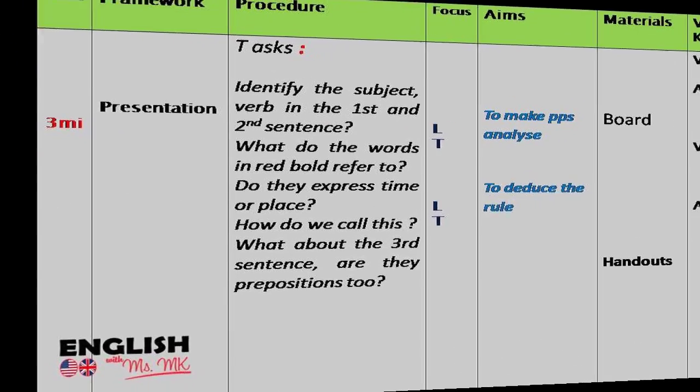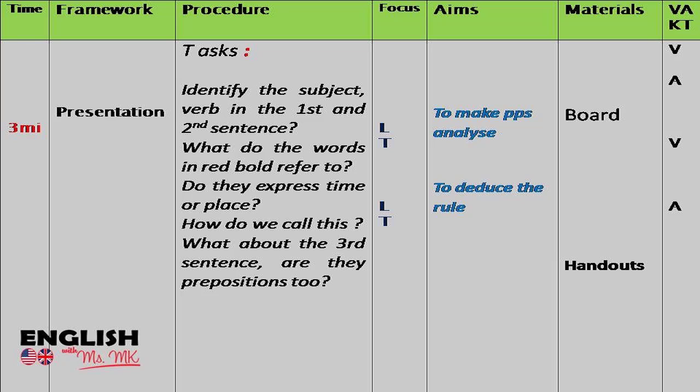Can you identify the subject and verb in each sentence? What do the words in red bold refer to? Do they express time or place? How do we call this? What about the third sentence? Are there prepositions too? So here I'm going to elicit from my pupils, I'm going to interact with them in order to make them analyze and deduce the rule by themselves.